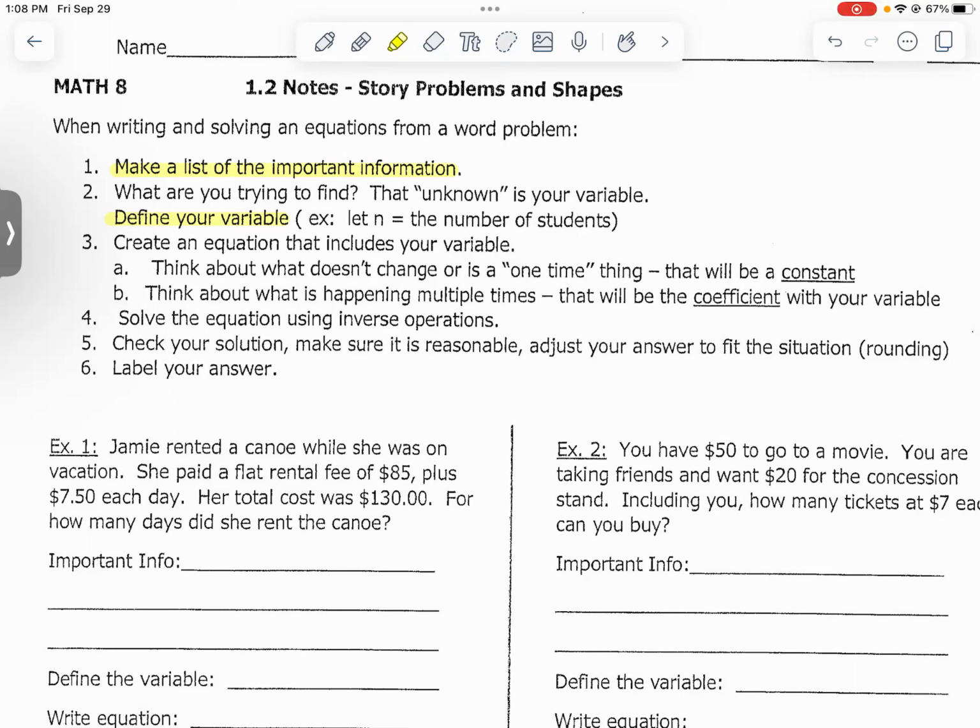Now, there's going to be 3 numbers that we need to deal with. One number is going to be by itself on one side of the equal sign. Then there's going to be a number that's like a one-time number, like a fee, or this cost me this for this just one time. That number is going to be our constant. But then we're also going to have a number that represents something happening multiple times. That number is going to be the coefficient of your variable. That number is going to go in front of your letter.